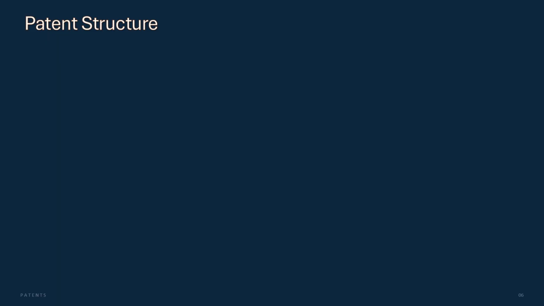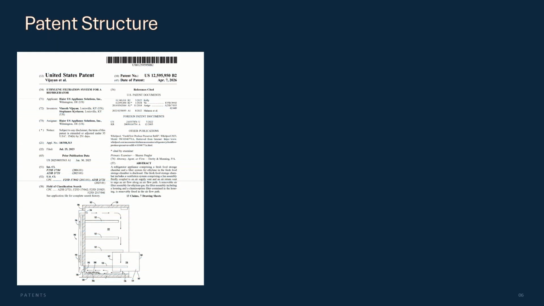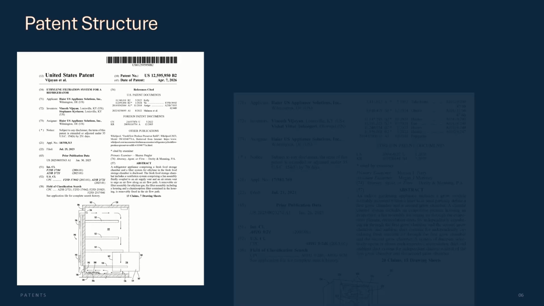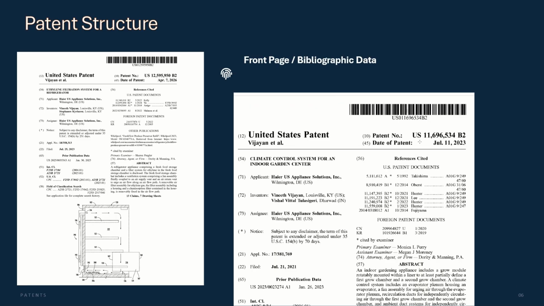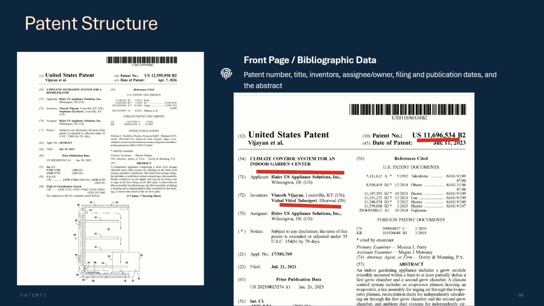Now let's look at the structure of a patent. Every patent document follows a highly structured anatomy. Let's break it down into its 5 core sections. The front page contains the bibliographic information such as the patent number, title, inventors, owner, the filing date, and the abstract.